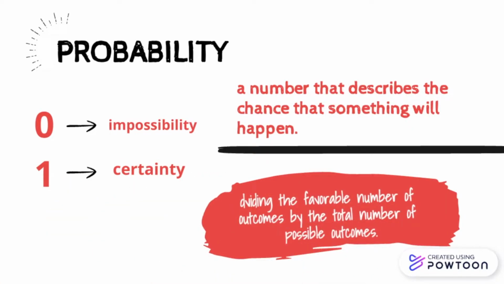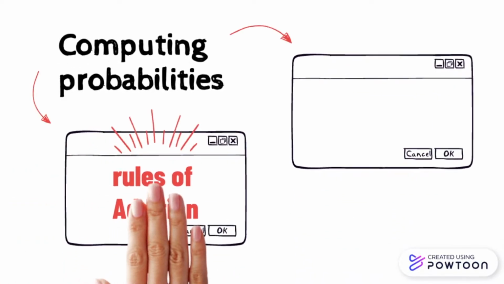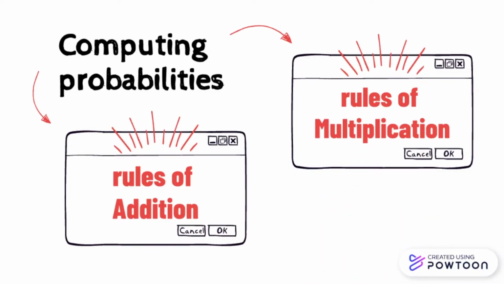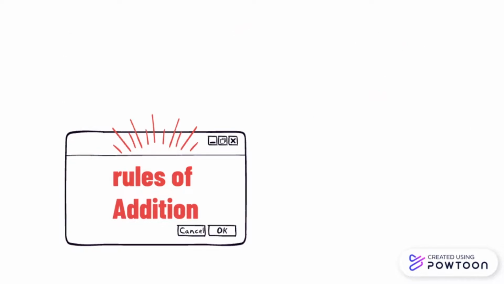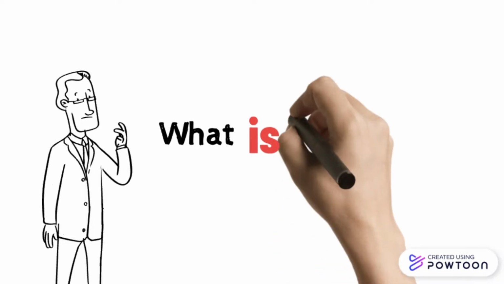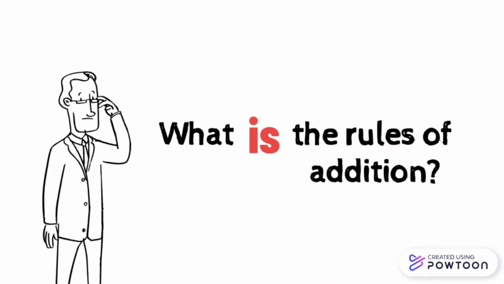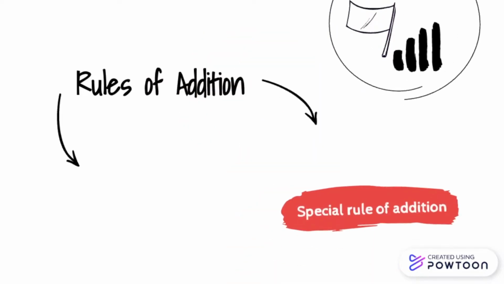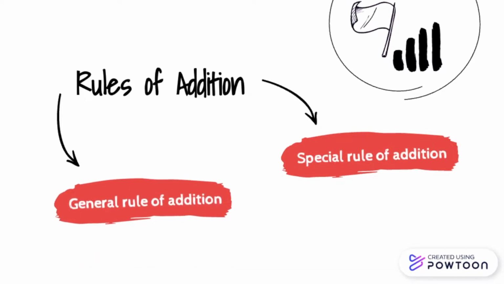The probability of an event can be calculated by the probability formula, simply dividing the favorable number of outcomes by the total number of possible outcomes. There are some rules for computing probabilities: rules of addition and rules of multiplication. But in this video, we will only talk about the rules of addition. So, what are the rules of addition? In rules of addition, there are two rules: the special rule of addition and the general rule of addition.